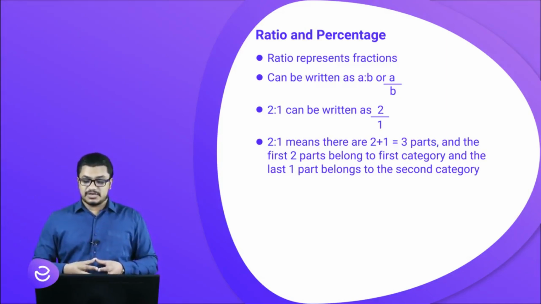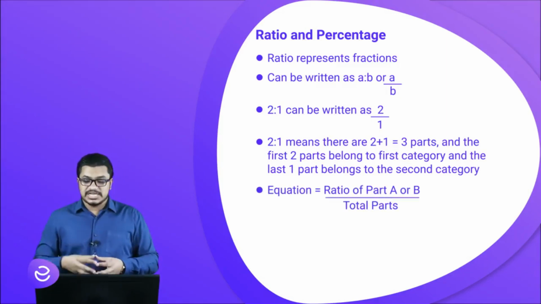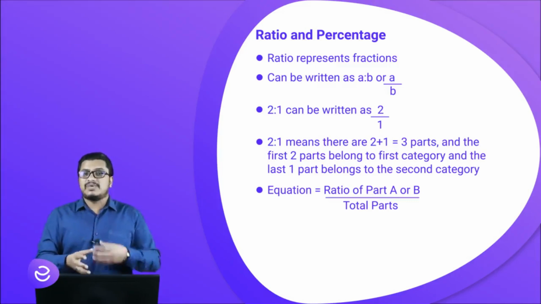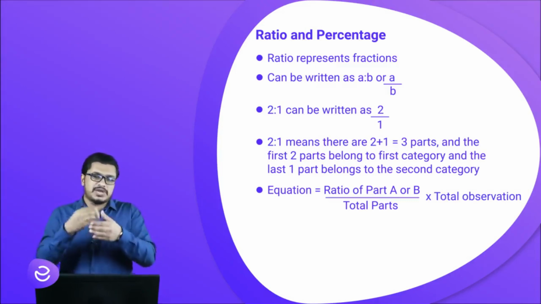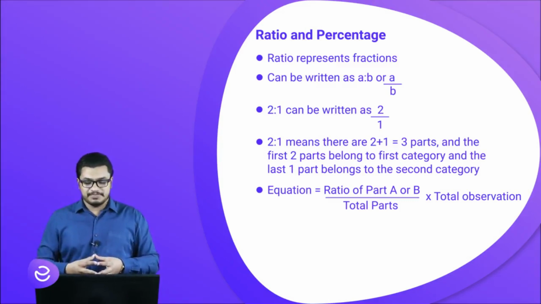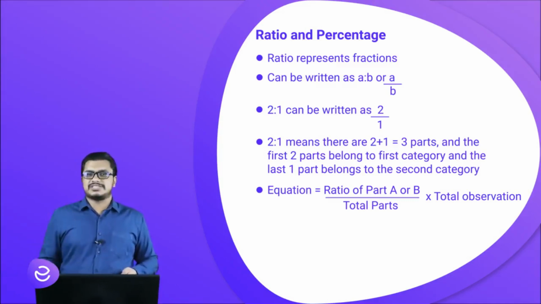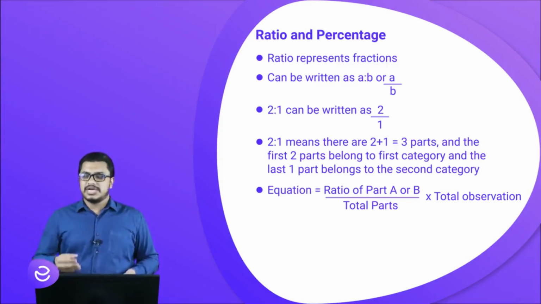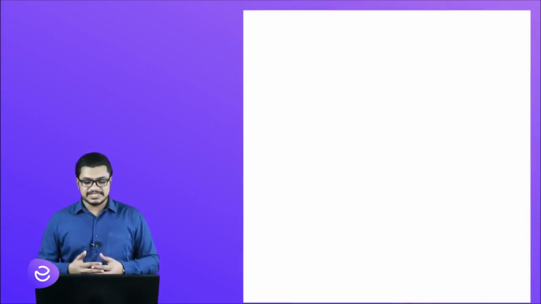The equation for finding the value is: ratio of one part divided by the total parts, into the total observation. That is just an equation you will have to keep in mind when we do the problems. It will come naturally to you, don't worry about that. This is just some basic information about ratio. Whatever you have studied in your school classes is what we have to apply here, so this is a very simple area. Now we'll go with the examples first.